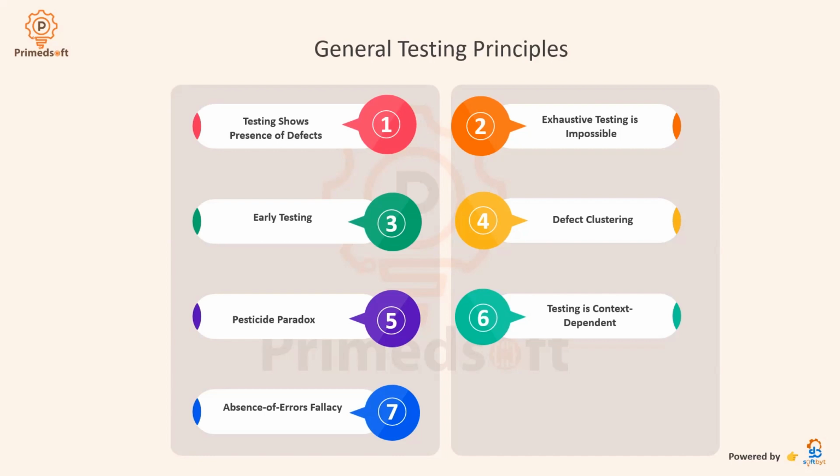Pesticide paradox. What does pesticide paradox mean? Let me explain it again. When you are using the same test case to test the registration button or registration functionality, during the first time you've tested that with a particular test case, you caught bugs. You reported so many bugs or defects, and they were fixed.